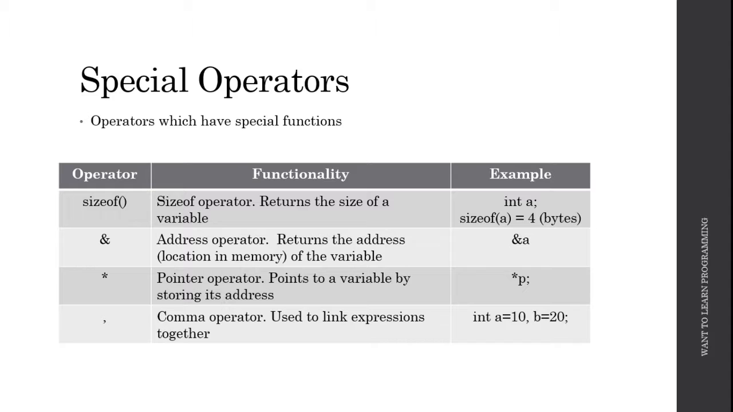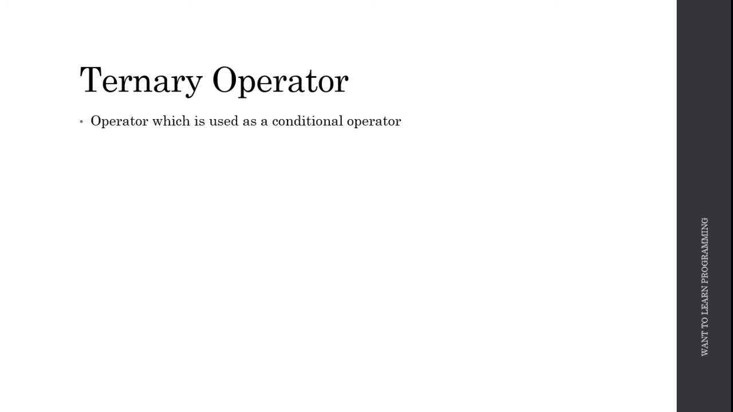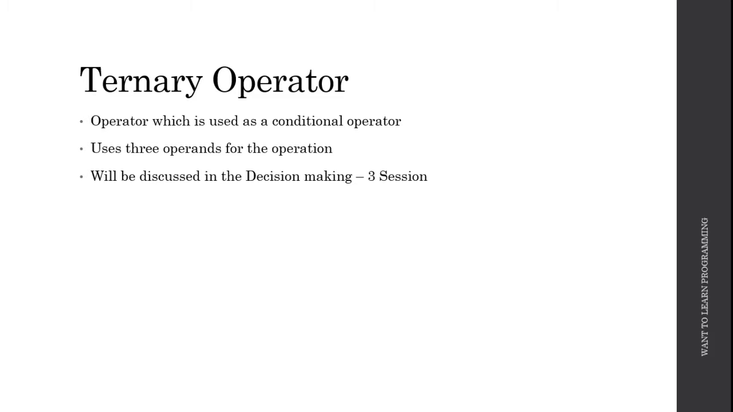Next, we will move to what we call the ternary operator. The ternary operator is used as a conditional operator. It uses three operands for the operations. As the name suggests, it is the ternary operator with three operands. We will be studying more about this ternary operator in decision making, the third session.